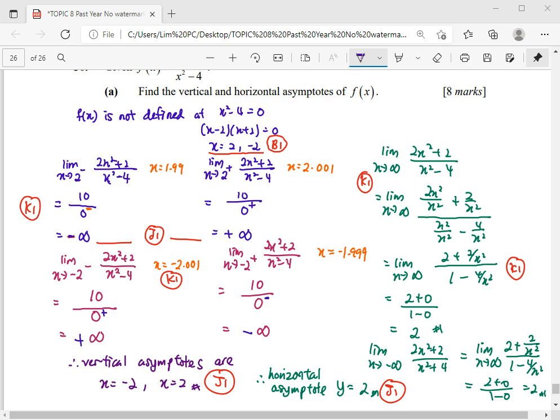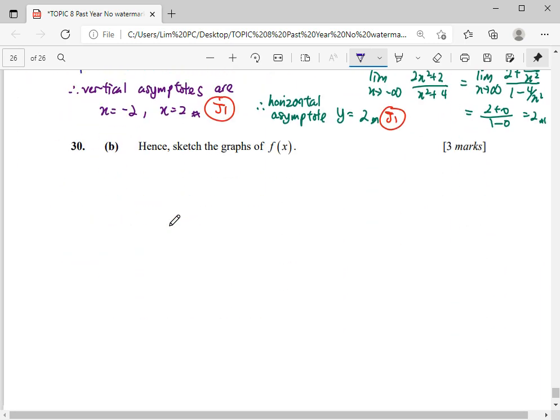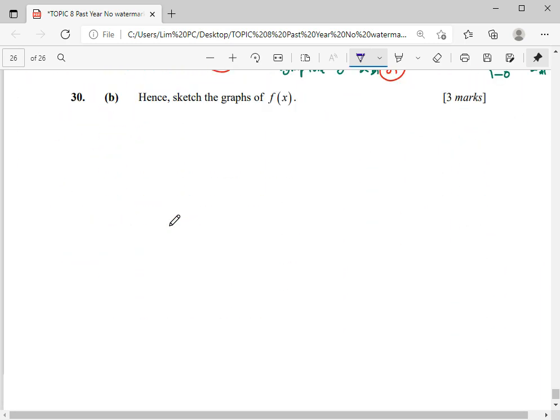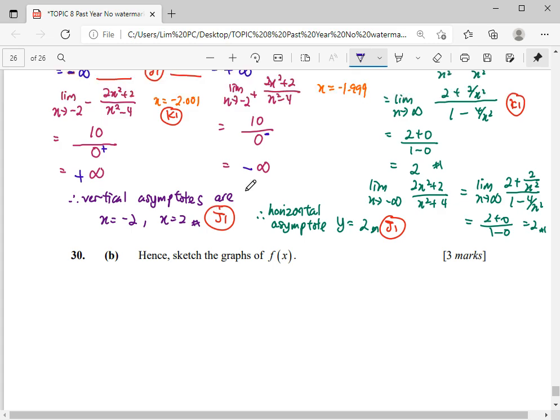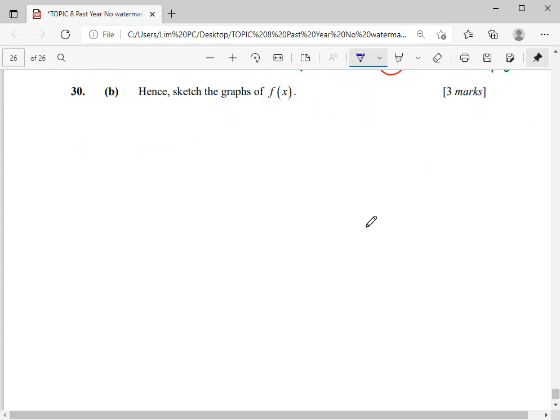So using our information and our answer here, we are going to question B, which is sketching our graph. We already know our vertical asymptote is this and horizontal asymptote is y equals 2. So we set up our graph first. So for our x-axis, and then this is our y-axis.